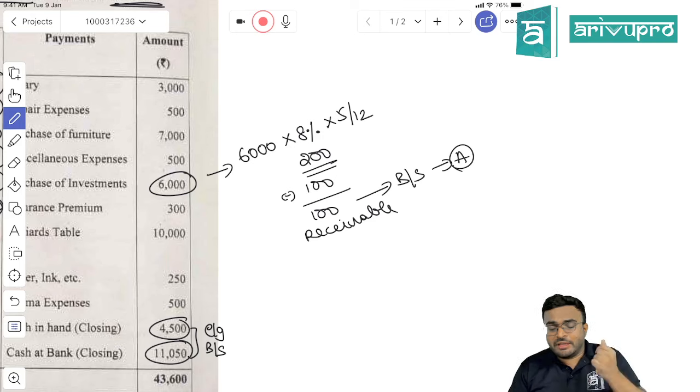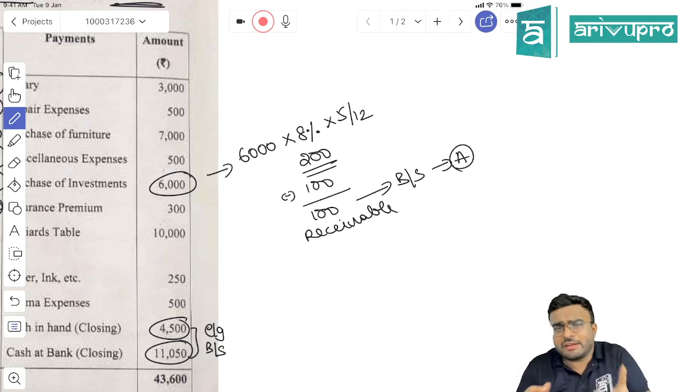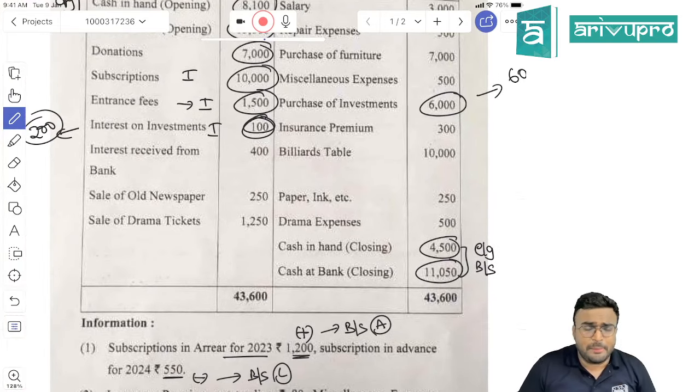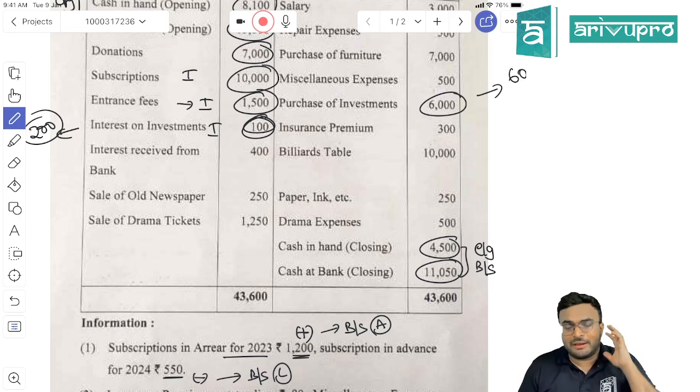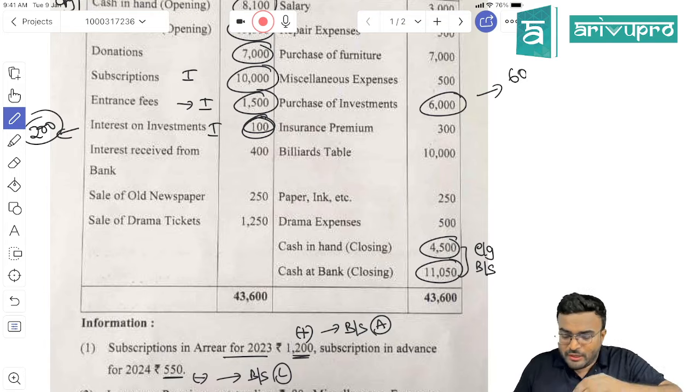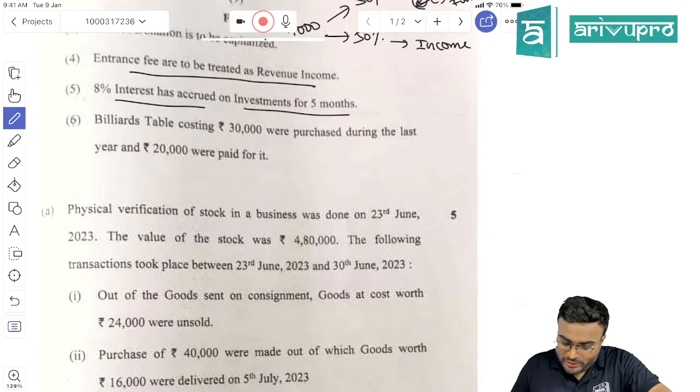Is this clear? They have given 8% for 5 months, it is accrued. So 5 months you will calculate. When you calculate, you are getting 200. Out of that, you can see in the receipt and payment account, 100 is already received. So the remaining 100 will be shown as receivable in the balance sheet. And here you will show income as 200 because it is the accrual concept. Okay. Next, after that, what did they tell you?